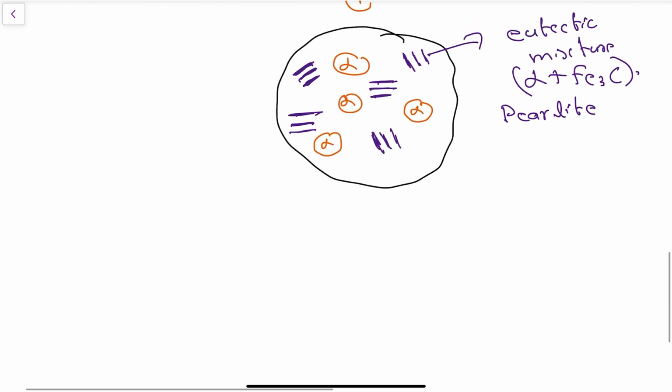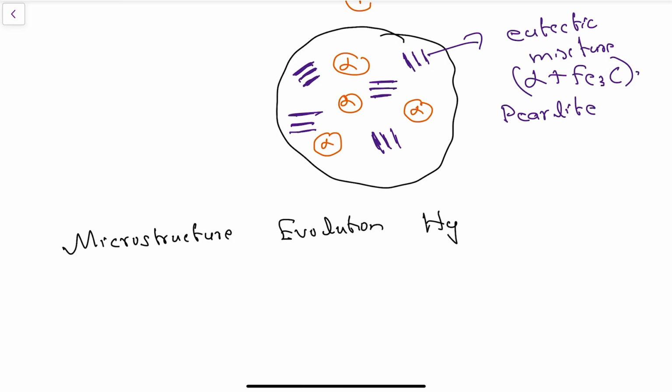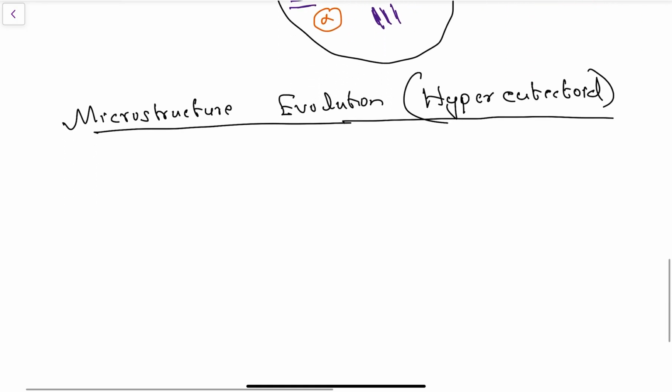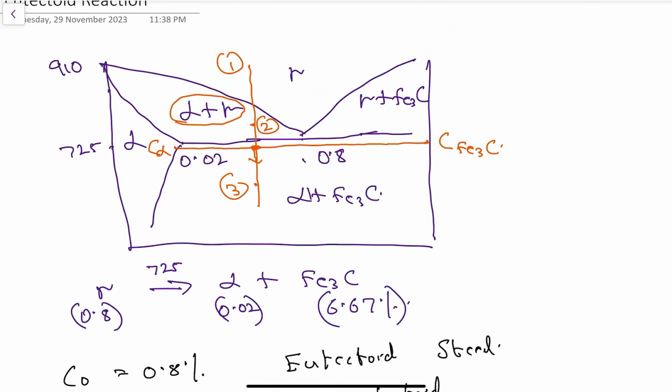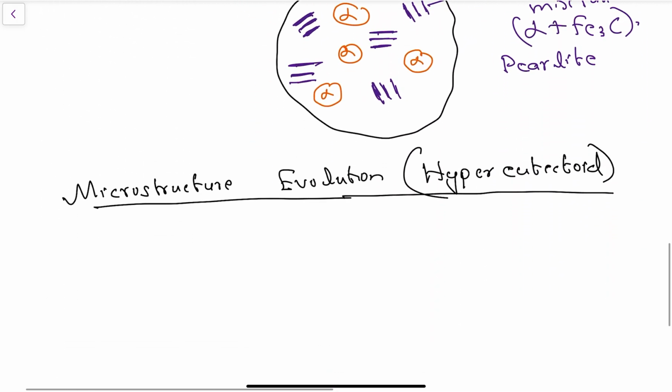So this is the microstructure evolution. Now we will look at the microstructure evolution for a hypereutectoid steel. That means it will be this region. We can go from 1 to 3. You can see that gamma is converted to gamma plus Fe3C, and then it is converted to alpha plus Fe3C. So that is the hypereutectoid steel.